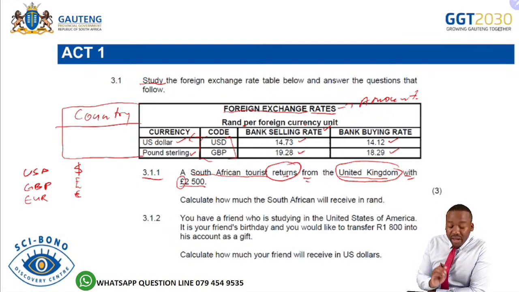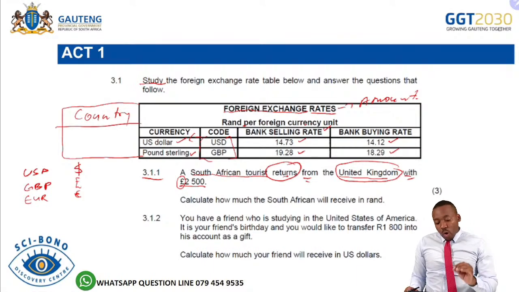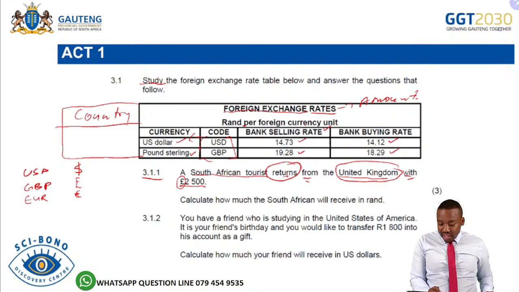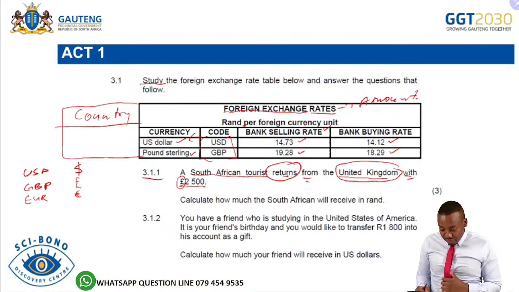So it is very important again that you know the currency symbols. Go back to grade 11 work as well. So the symbols will assist you when you get such scenarios, right? Because now they have not written here 2,500 GBP or 2,500 pounds sterling. So when you do not know your symbol, then you are going to be confused here.